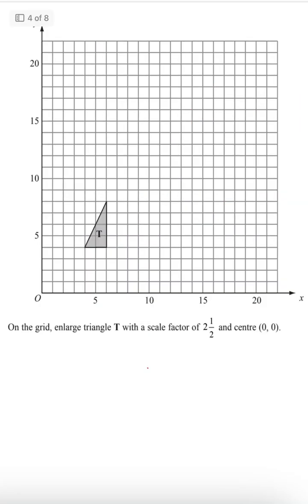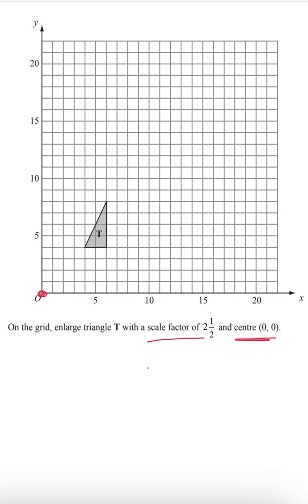Try this one. Just pause the video, give this a shot. Before I sign off for a second, look at the scale factor. It's 2.5 times. So anything you do will have to be multiplied by 2.5, not a whole number. Give that a try, come back for the solution. All right, let's do this. The first thing to note is the center is the origin, 0, 0.